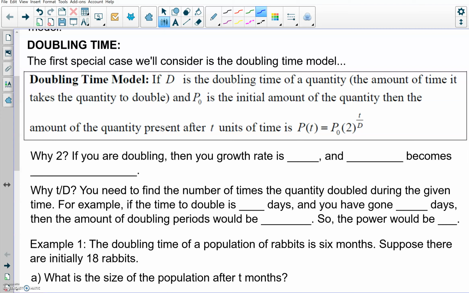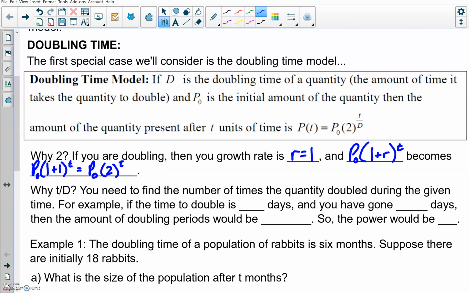So why 2? Why do we have the 2 there? Well, if you're doubling, then the growth rate is R equals 1, and P naught times 1 plus R to the T would become P naught times 1 plus 1 to the T, which is just equal to P naught times 2 to the T. So it should make sense. If you're doubling, you're going to see things being multiplied by 2. And that's really what's happening here.